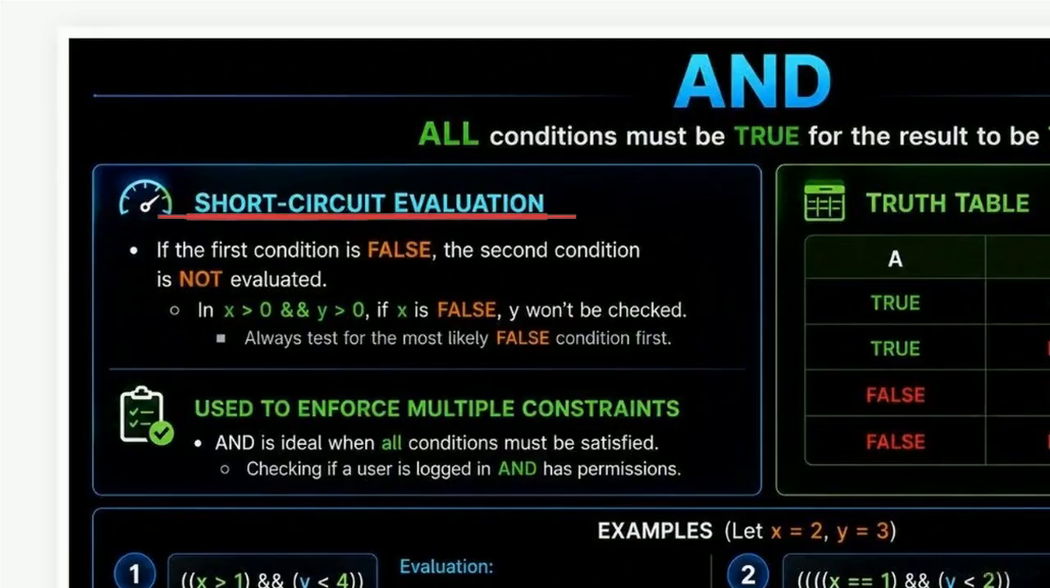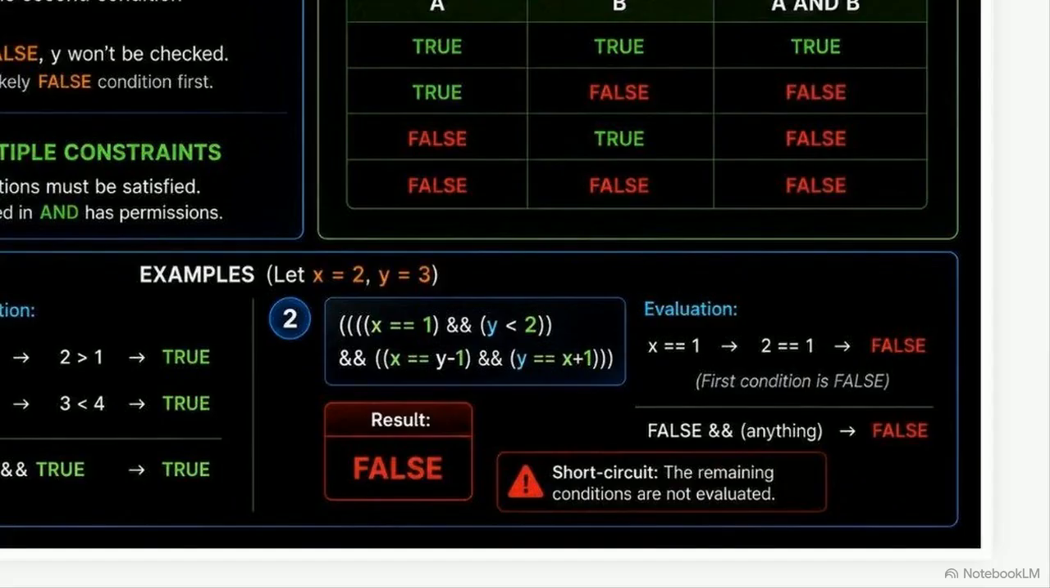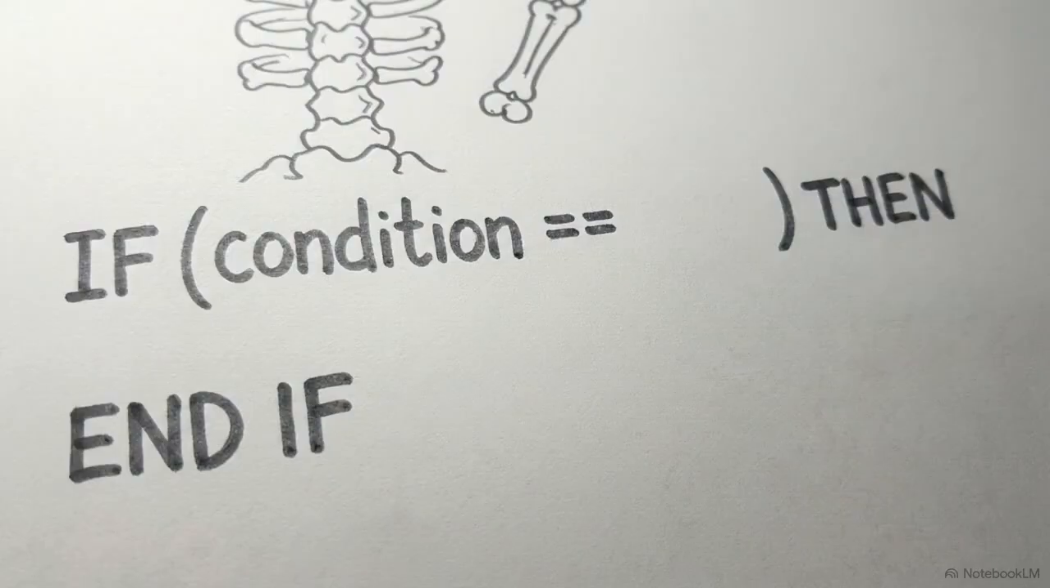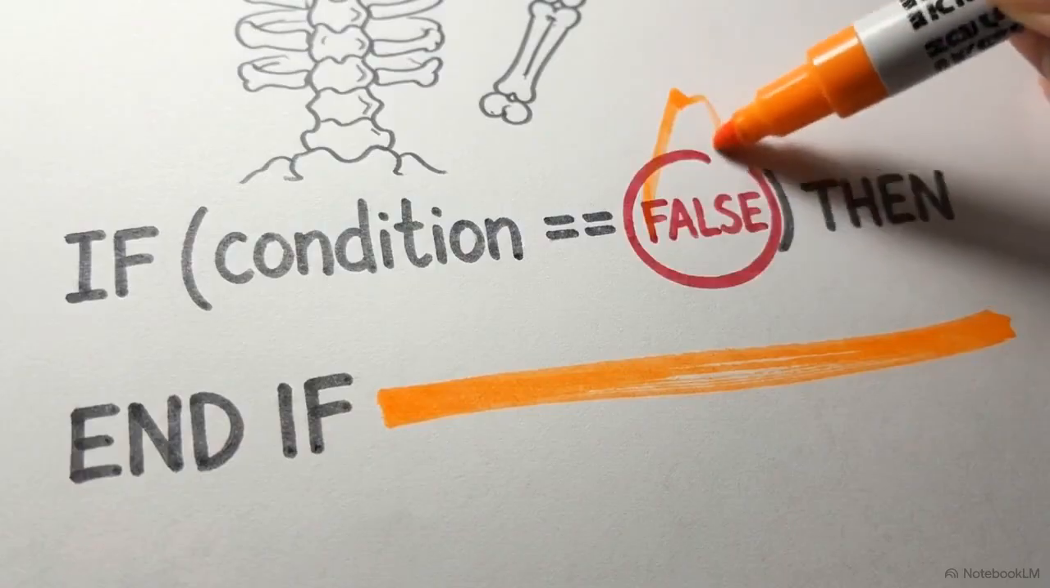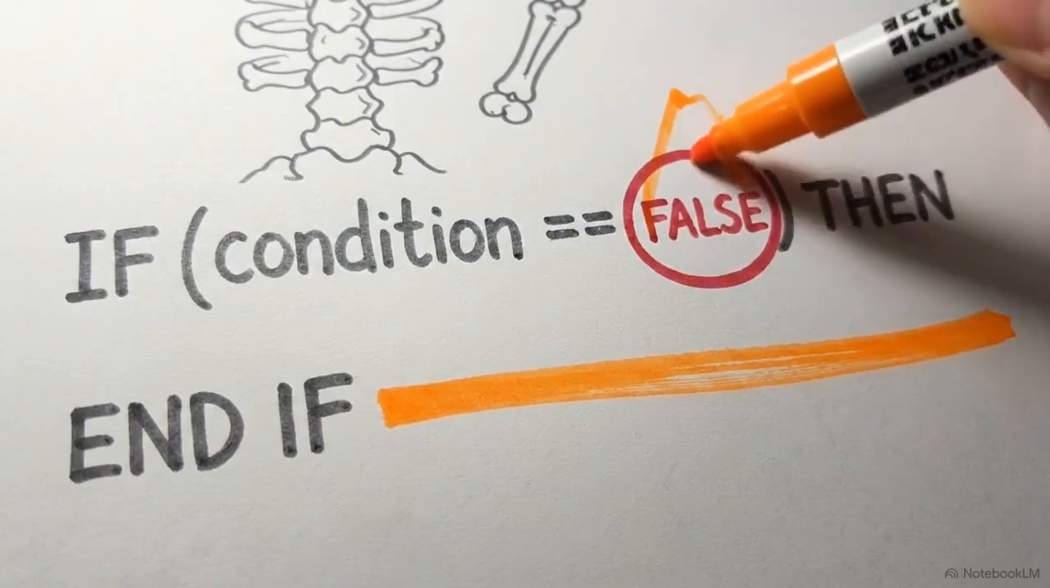As shown in example 2, if the first condition of an AND chain is false, the entire statement is mathematically impossible. The hardware immediately stops and skips processing the remaining variables. Expert programmers leverage this behavior. By placing the condition most likely to be false at the beginning of the chain, they actively optimize execution speed.